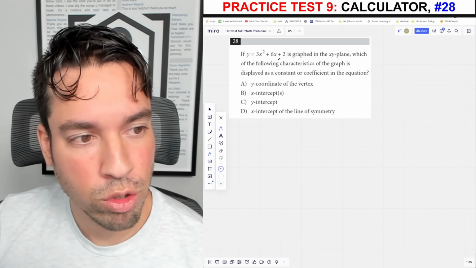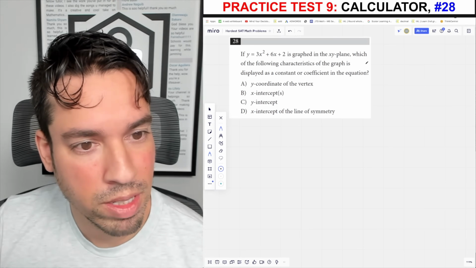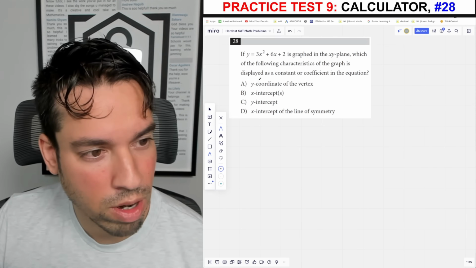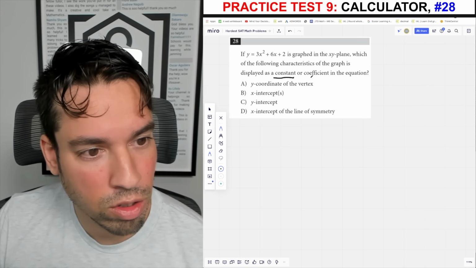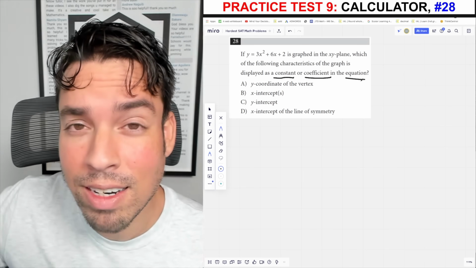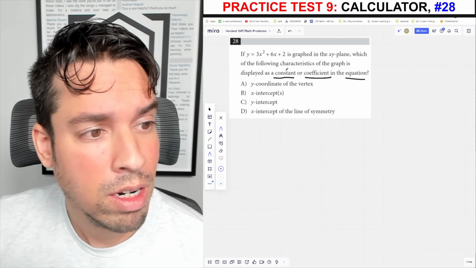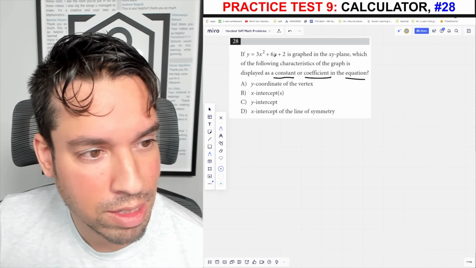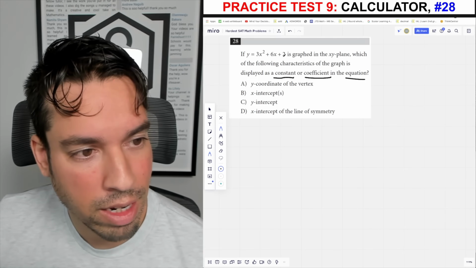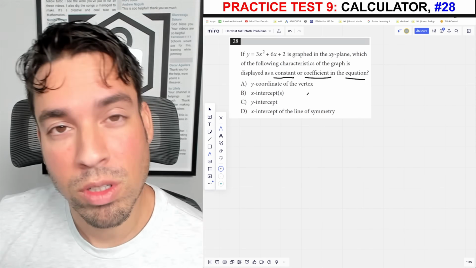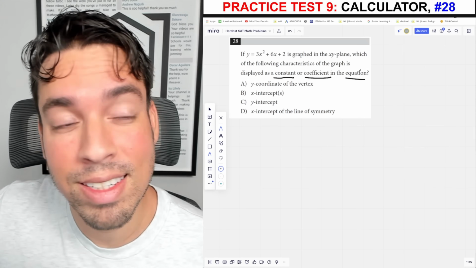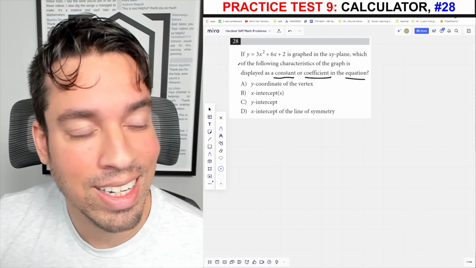If y equals 3x squared plus 6x plus 2 is graphed in the xy plane, which of the following characteristics of the graph is displayed as a constant or coefficient in the equation? So again, these can be quite tricky. We've got a few different coefficients. We got a 3, we got a 6, and then we also have a 2 as just a constant. So this isn't in vertex form. This isn't in intercepts form. This is just in standard form.